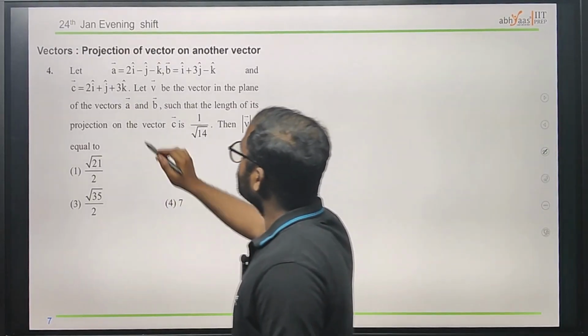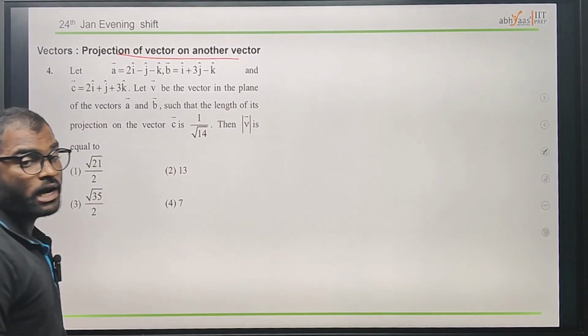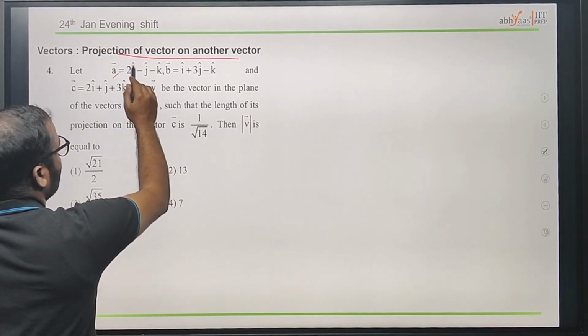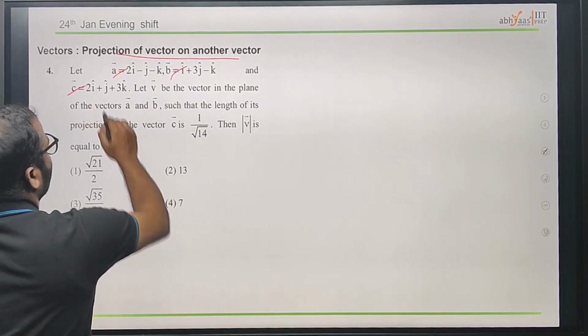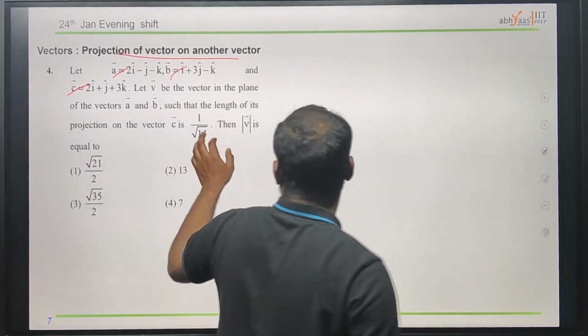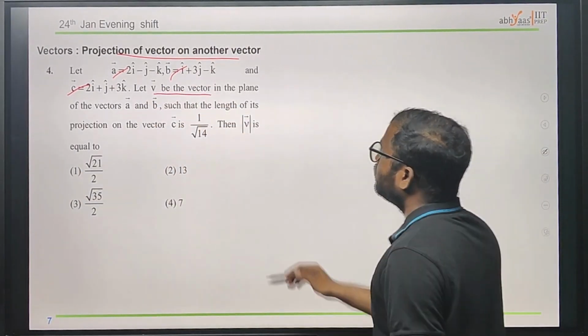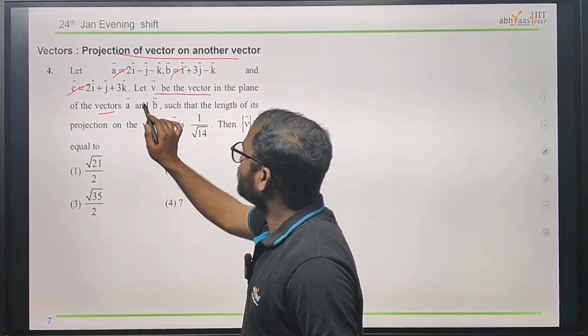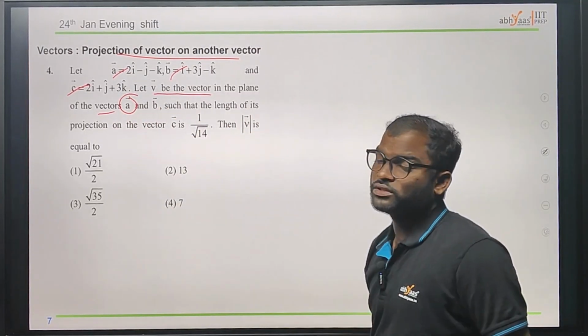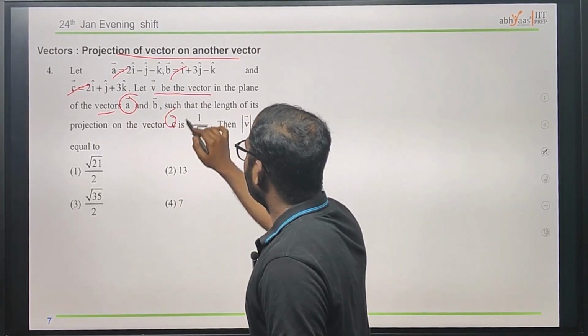Now on the basis of projection of a vector on another vector. They are given a, b and c. Here they have given that v is a vector in the plane of the vectors a and b, such that the length of its projection on the vector c is 1 by root 14.